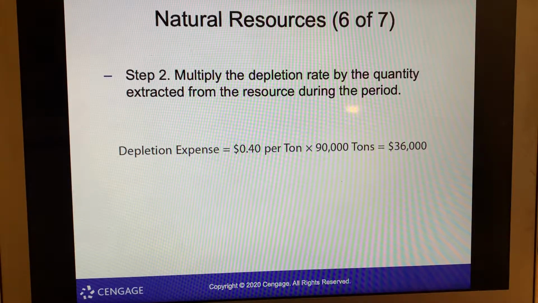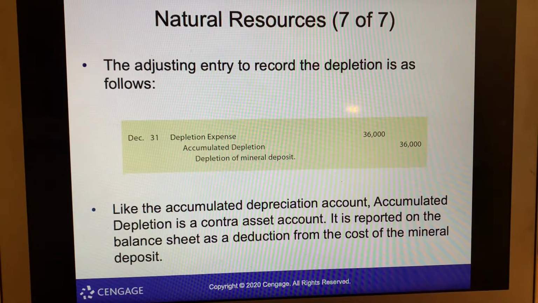Depletion is a little bit different than depreciation. Very similar concept, but you're assuming that you're taking it out, and that's how much it's costing you. So depletion expense is going to be 36,000, and again that goes to your income statement. Accumulated depletion is 36,000, and that goes to your balance sheet under your assets, because again that's a contra asset.